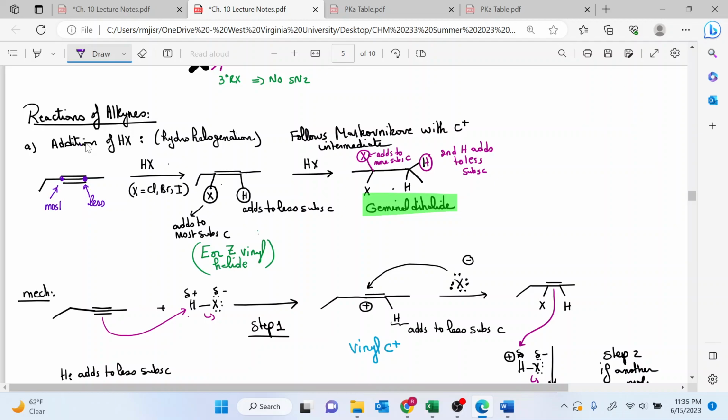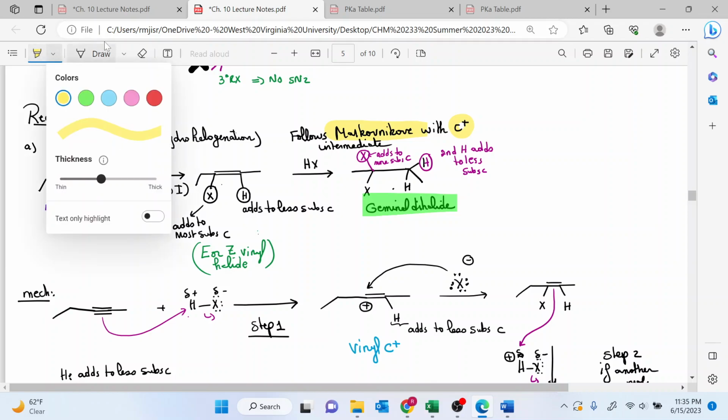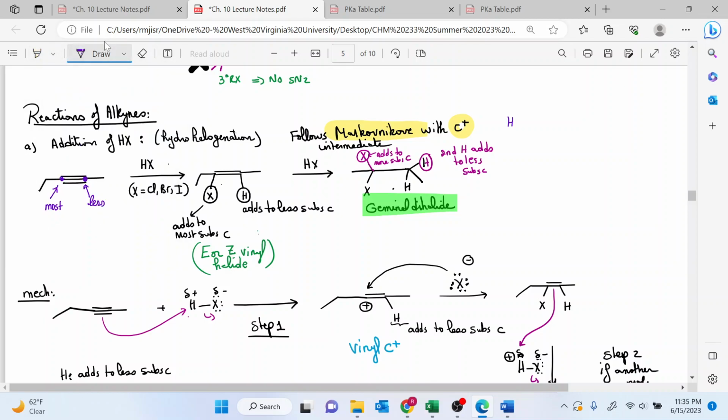Now we know that HX is going to add according to Markovnikov. And when it adds according to Markovnikov, in this case, I'm going to end up getting a carbocation. So Markovnikov says that hydrogen is always added to the less substituted carbon. So hydrogen here is going to add to the less substituted carbon, and the halogen is going to add to the most substituted carbon. The halogen in this case can be any one of those halogens. In rare cases, we're going to use the fluorine because fluorine is a very bad leaving group.